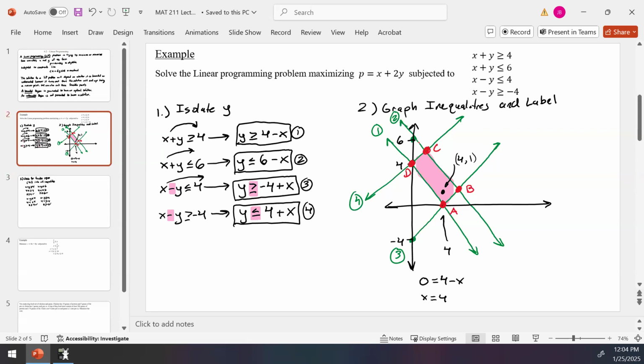Now, if you're wondering, what about this point? Is that a corner point? No, it's not, because the x and y axes aren't boundaries. So you got to remember this, and this is kind of tricky sometimes. The x and y axes are not boundaries unless I specify like x is greater than or equal to 0 or y is greater than or equal to 0. So you have to remember that.